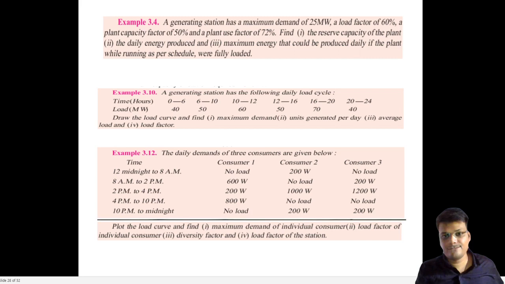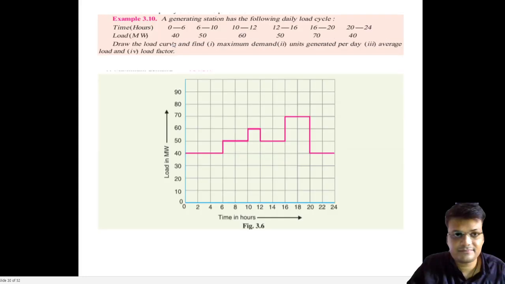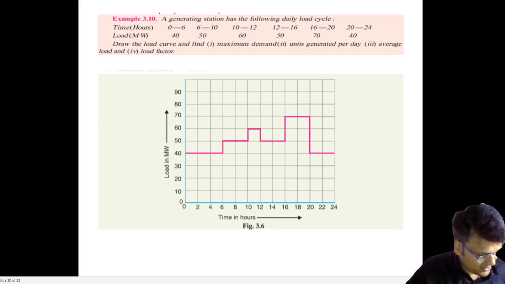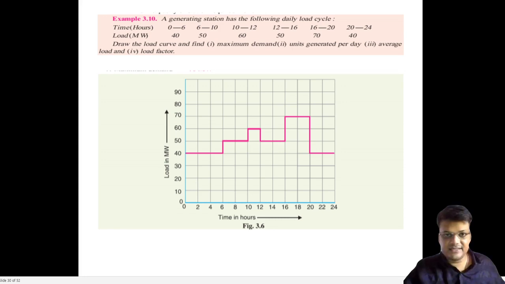So this kind of load curve you will draw. Like here we have been given in the question, from 0 to 6 we have a load of 40 megawatt. After that, 6 to 10 hours. Yeah, Anupama Chaudhary is getting 1200 megawatt hour and 15 megawatt hour. Ashutosh, Hers, Mansi. Okay, we will see the answer.